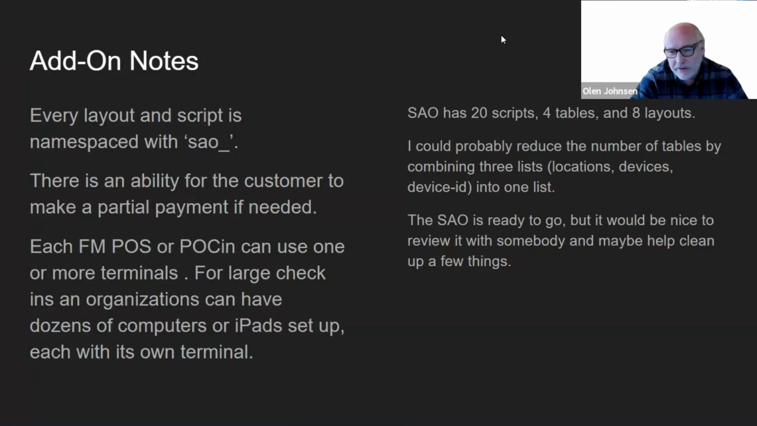Each FileMaker point of sale or point of check-in can use one or more terminals. So for large check-ins, organizations can have dozens of computers or iPads set up, each with their own terminal. You can also make two computers share one terminal, but that gets confusing quickly. I wouldn't recommend that, but it is possible. The SAO that I wrote has 20 scripts, 4 tables, and 8 layouts, and I could reduce the number of tables by combining the lists into one. I just haven't done that. Generally speaking, the add-on is ready to go, but it'd be nice to review with somebody and clean things up.